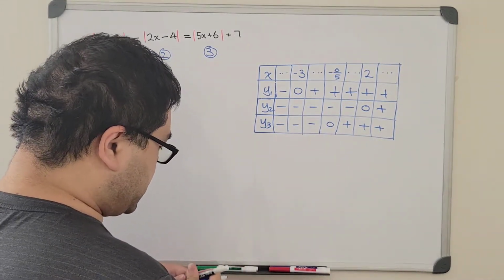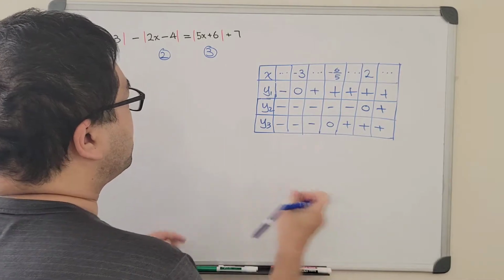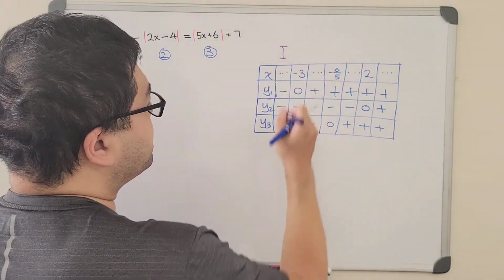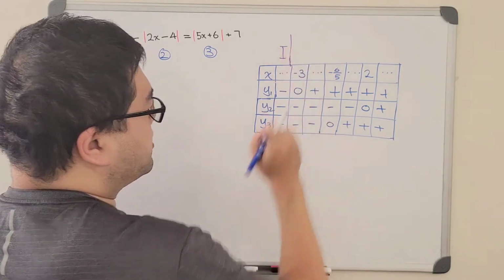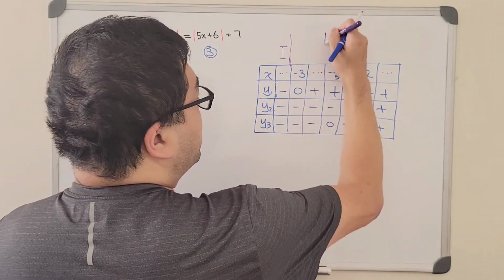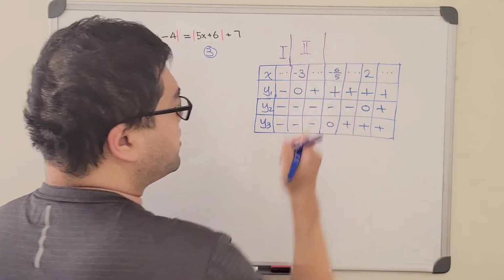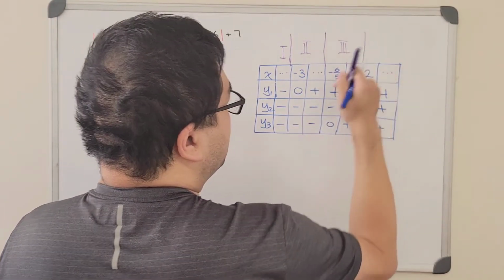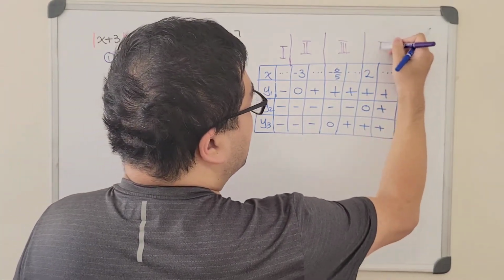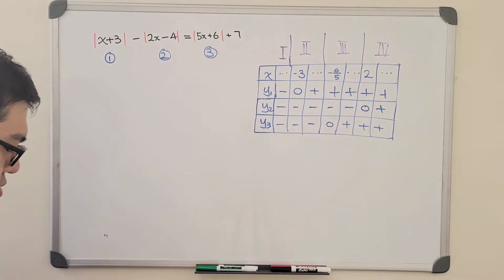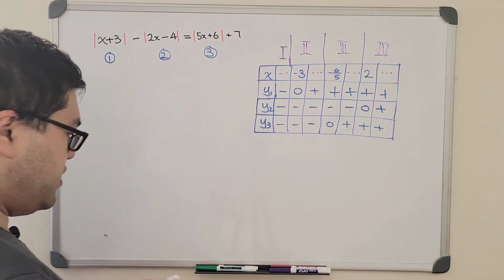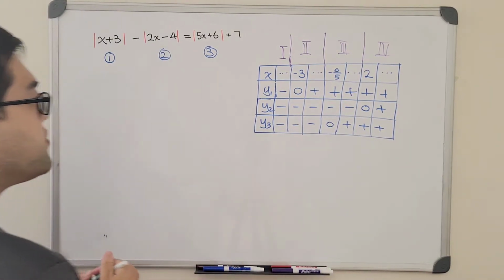So let's see. Let me use this pen. We have case 1 right here, where here is the cutoff point, and then case 2 will be everything here as a cutoff. Case 3 will be everything in between, and lastly we have case 4. How does that help? Here's what we're going to do.